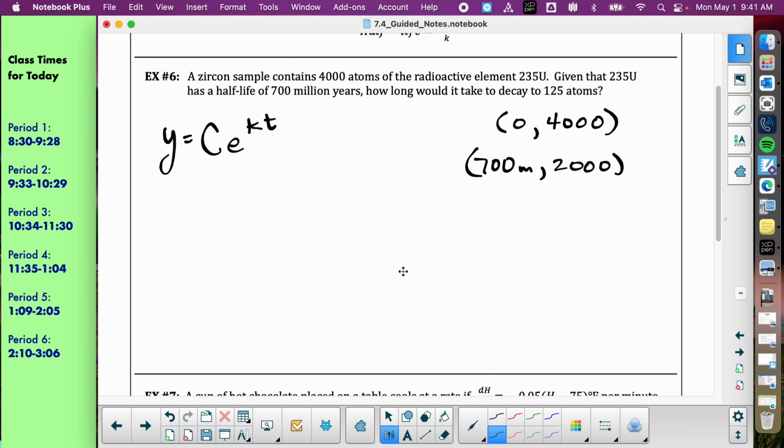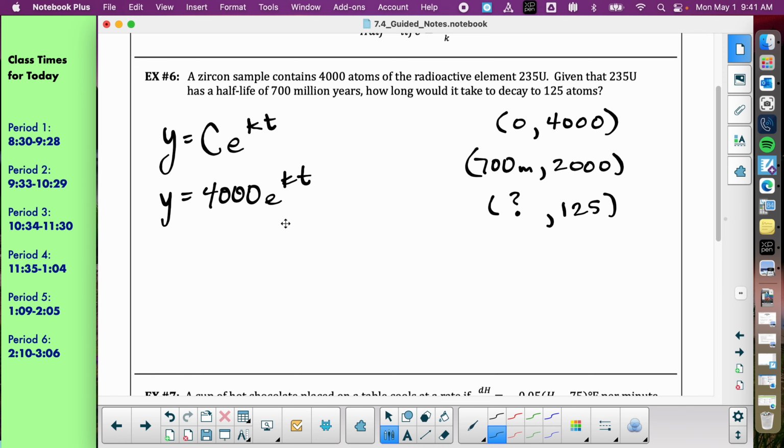And then the question we're supposed to answer is, how long would it take to decay to 125 atoms? So we're basically being asked to find a time where the answer is 125. This is the same setup as all of them that we've done, but the way the information is given to you is slightly different, because it's assumed you know things about half-life. So 4,000 is our initial amount. That'll be C. Basically, because if I put 0 in place of t, that turns to 1, so I don't need to do anything on there.